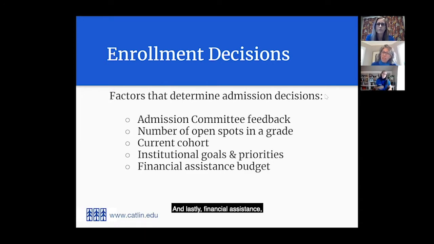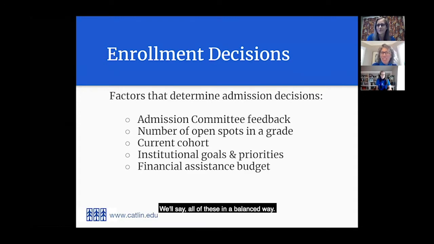And lastly, financial assistance. While we have a generous financial assistance budget, and it's an important part of who we are as a school, it's not limitless. So we do have to keep in mind what the budget is every year. And that is a factor that plays a role in the ultimate decisions that we're able to make in a balanced way.